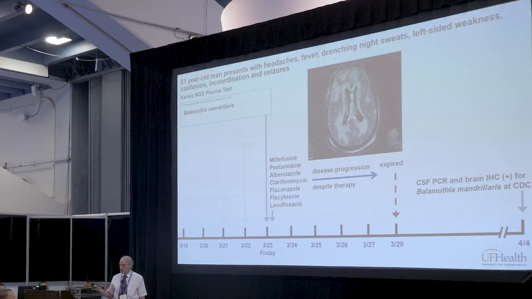So retrospectively, spinal fluid and the formalin fixed tissue from the brain biopsy were sent to CDC, who confirmed the diagnosis of Balamuthia mandrillaris with PCR on the spinal fluid and immunohistochemistry on the brain biopsy.